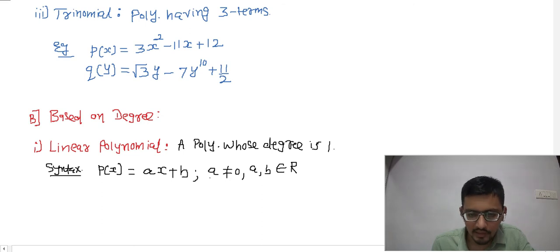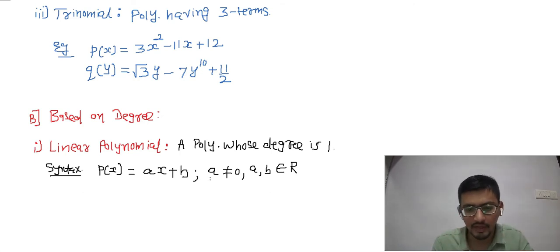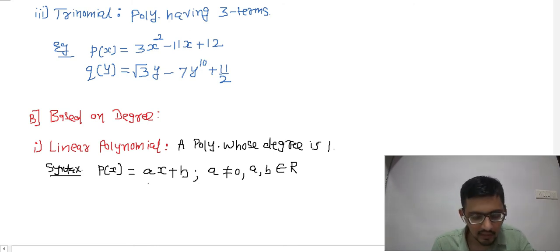Now see why they are writing the condition a cannot be 0, because we are talking about linear polynomial. Linear polynomial means power of variable should be 1. That means the x term should be there. Now what is the x term's coefficient here? A. So just imagine if I put a equal to 0, this term will get cancelled. So you will get p of x equal to b, which is a constant polynomial. But we are not talking about constant polynomial, we are talking about linear polynomial. So for the polynomial to be linear, the coefficient of x, meaning a, should not be 0. Except 0, it can be any real number.